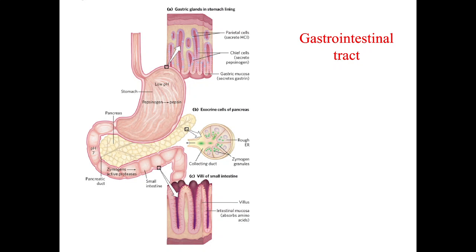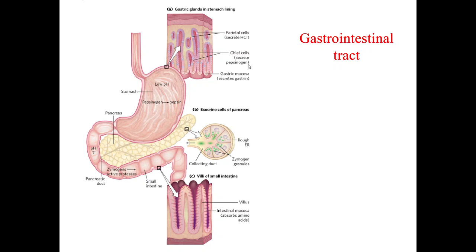So the gastrointestinal tract. If you see the gastrointestinal tract, we have our digestive system. This is a gastric gland of the stomach. Parietal cells are there. This is our stomach. These are the parietal cells, and they secrete HCl, hydrochloric acid.